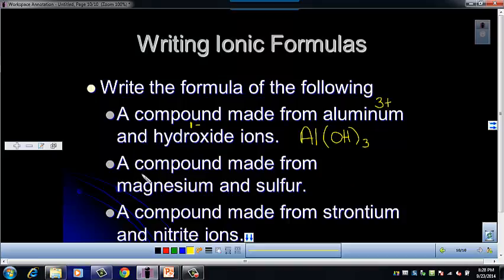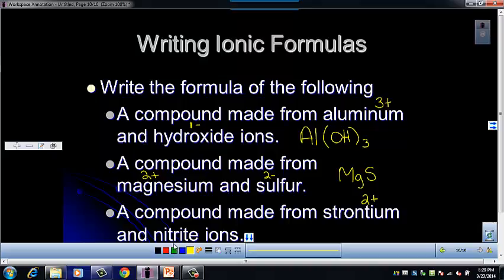All right, so hopefully you figured out that the charge for magnesium is 2+, and the charge for sulfur is 2-. And the smallest number that both 2 and 2 will divide into is 2. And so we just need 1 of each of those, MgS. And then strontium gets a 2+ charge.